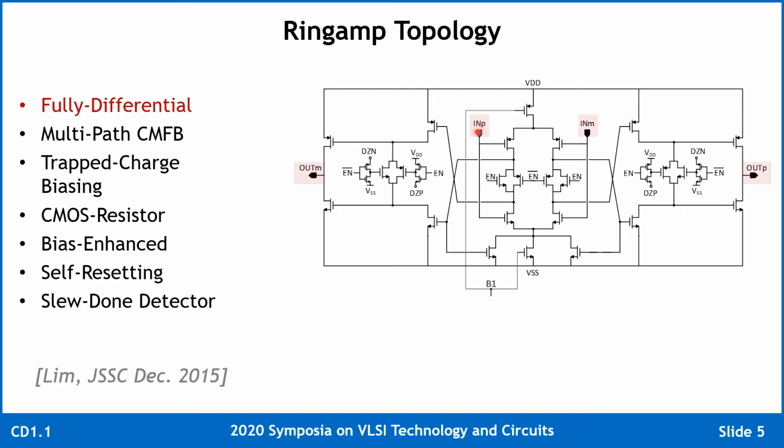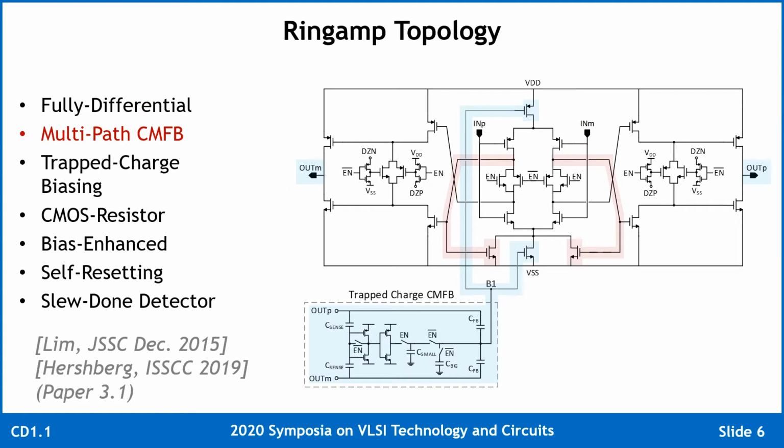To begin with, we can see that this is a fully differential structure with the input inverter stage source coupled on both sides by current limiting tail transistors, which are biased by a common mode feedback network. This common mode feedback network consists of three common mode feedback paths. There's a DC path, which sets the trapped charge bias on this node. There's also an AC path, which allows for a high frequency feedback in cycle-to-cycle operation. And finally, there's a local feedback path around the first stage of the ring amp.